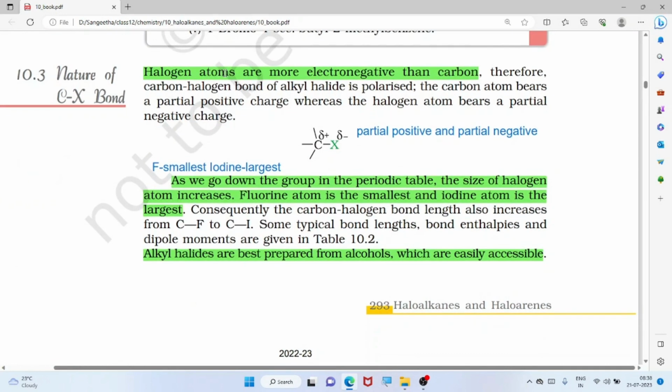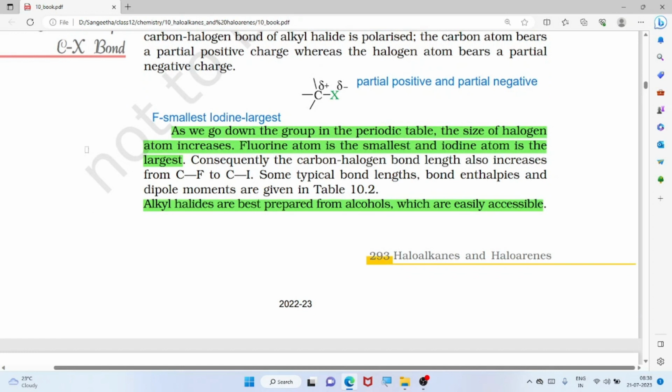Halogen atoms are more electronegative than carbon. In this C-X bond, C is partial positive and X, that is the halogen atom, is partial negative. In the halogen series, fluorine is the smallest, iodine is the largest. As we go down the group in the periodic table, the size of the halogen increases.